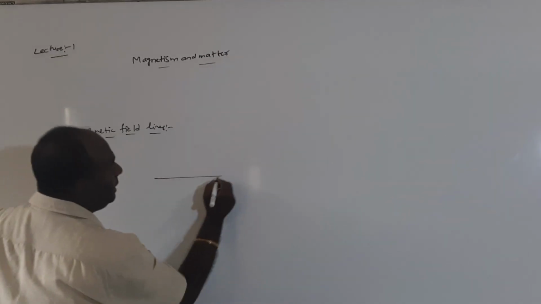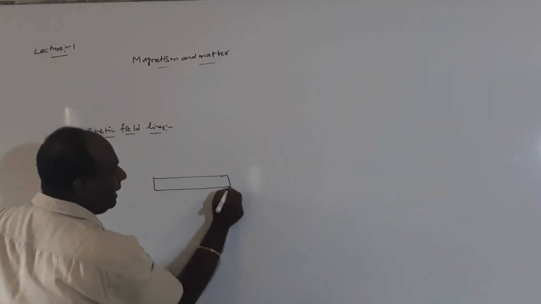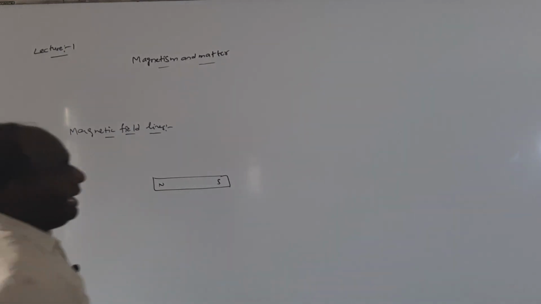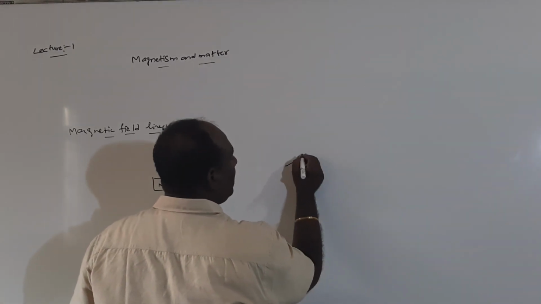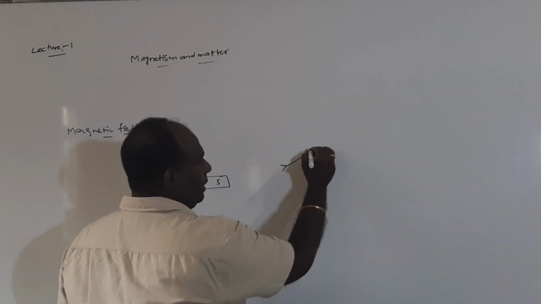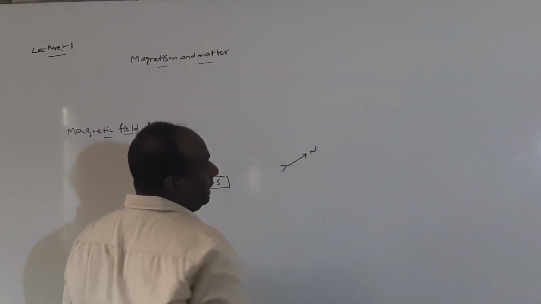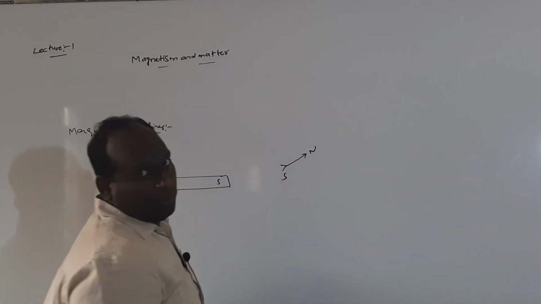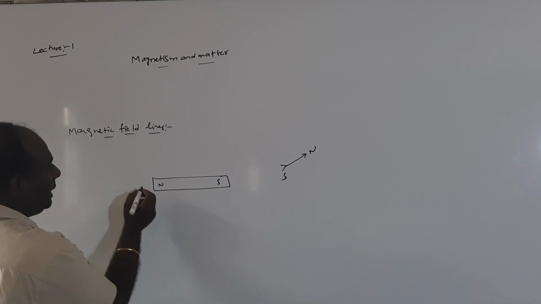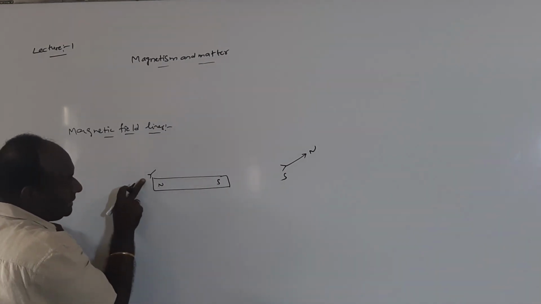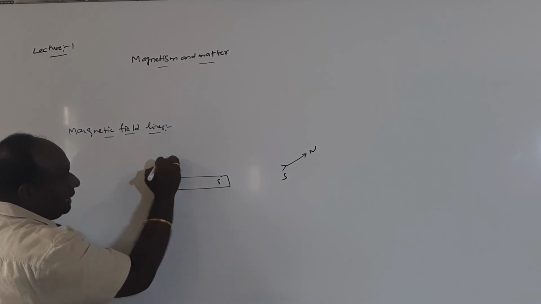In the same manner, the best way to represent the field lines is by using a magnetic needle. Sir, assume this is a bar magnet. I am taking a magnetic needle in the form of an arrow like this. This head I am taking as north pole, tail I am taking as south pole. If I place this magnetic needle here, the south pole experiences attractive force, north pole experiences repulsive force.